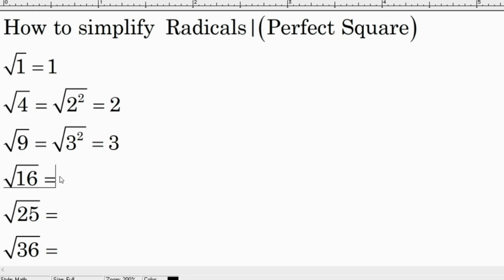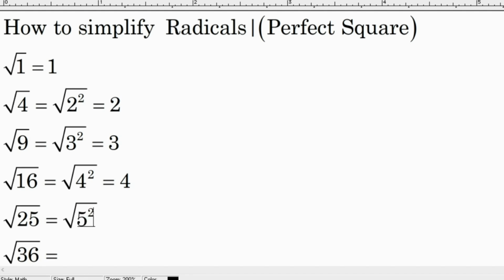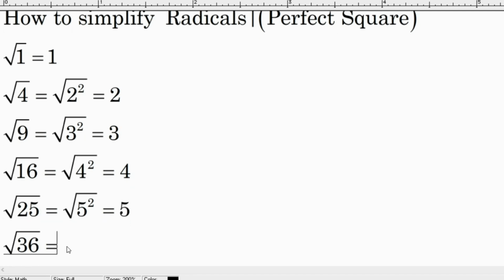Okay, and then the square root of 16, and 16 can be written as 4 squared. So it is equal to 4. Then the square root of 25, and 25 can be written as 5 squared, and that will be equal to 5. That is easy, right? Now the square root of 36, and 36 can be written as 6 squared, and that will be equal to 6.